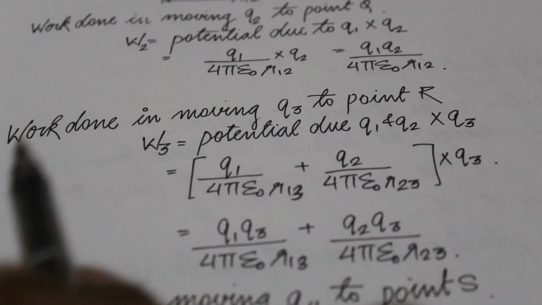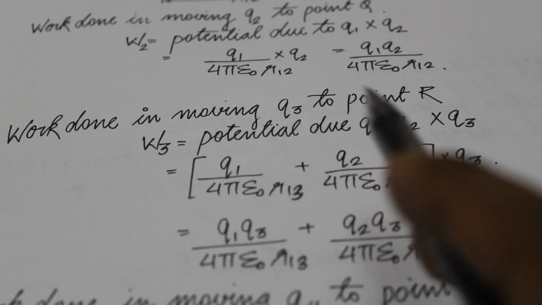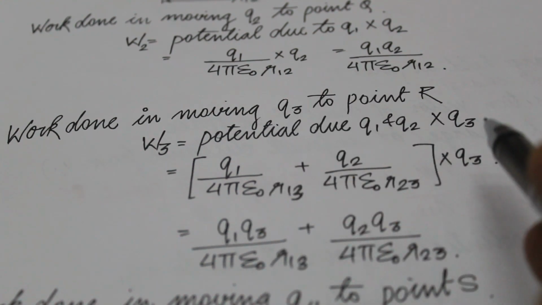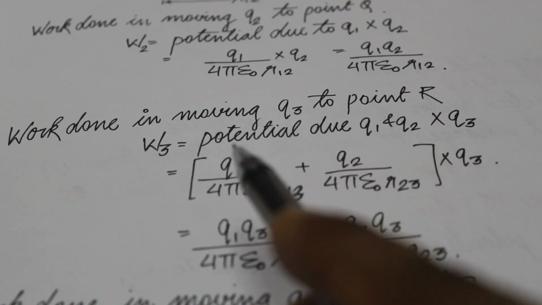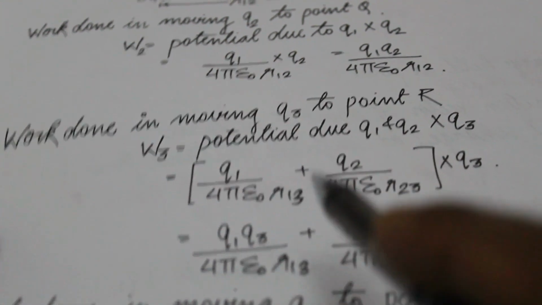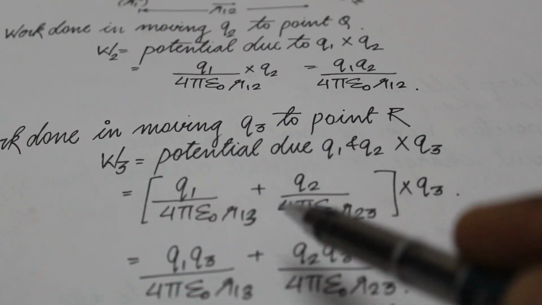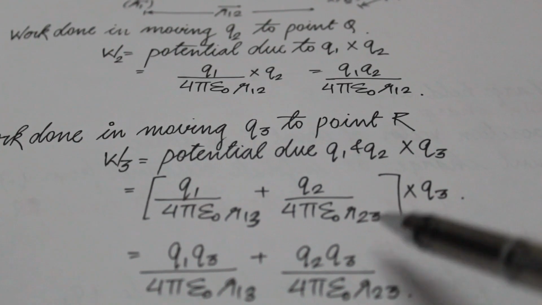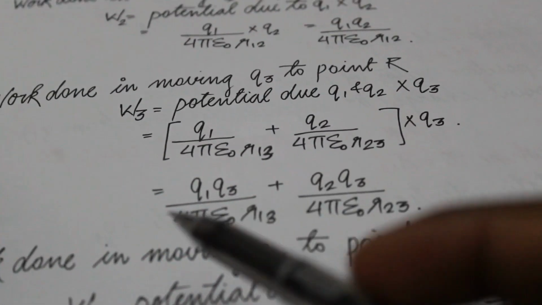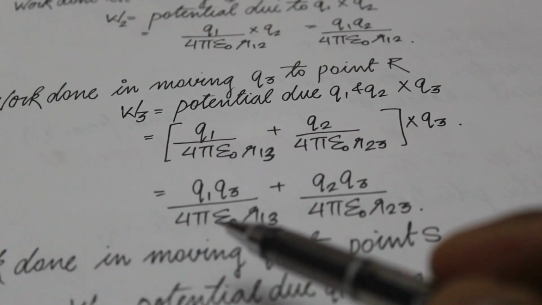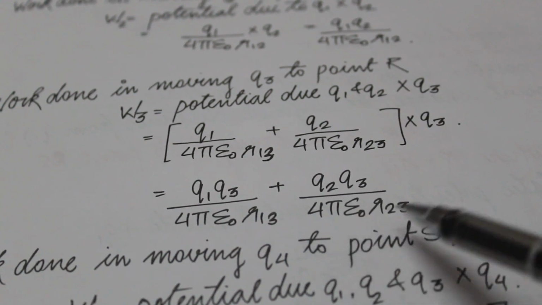So the work done in moving Q3 to point R, W3, will be equal to potential due to Q1 and Q2 into the charge which is being transferred, that is Q3. Potential due to Q1 will be Q1 upon 4 pi epsilon naught R13, the distance is R13, plus Q2 upon 4 pi epsilon naught R23, R23 is the distance between point Q and R, into Q3. So we'll get Q1 Q3 upon 4 pi epsilon naught R13 plus Q2 Q3 upon 4 pi epsilon naught R23.